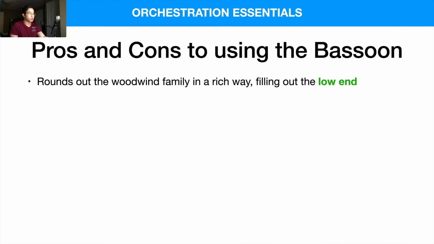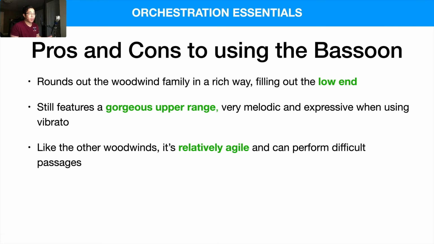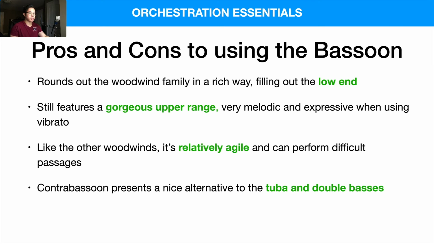Let's talk about some pros and cons. First of all, it rounds out the woodwind family in a very rich way, filling out the low end, because the other instruments can't go lower. Like, let's say, the clarinet can go kind of low, but the bassoon and contrabassoon definitely take the cake in that regard. It features a very gorgeous upper range still, very melodic and expressive when using vibrato, of course. I'm mainly talking about the bassoon here. The contrabassoon I would really only use for foundational bass note purposes. And like the other woodwinds, it's relatively agile and can perform difficult passages like runs and glisses.